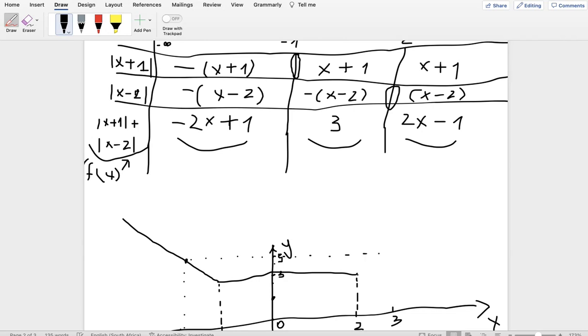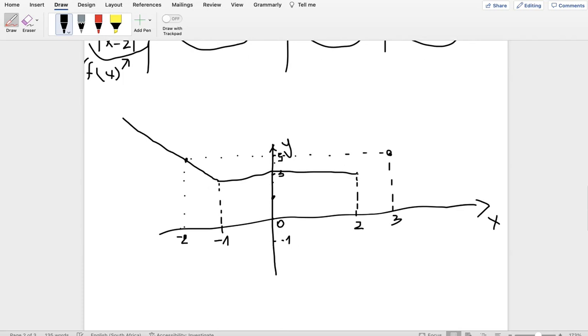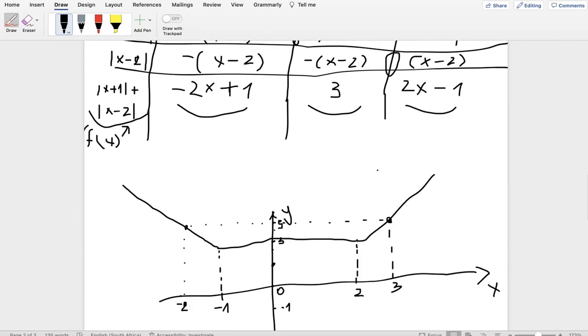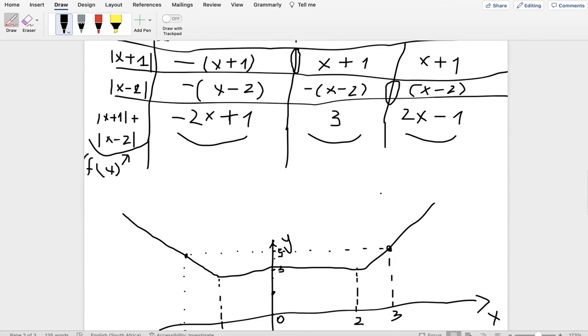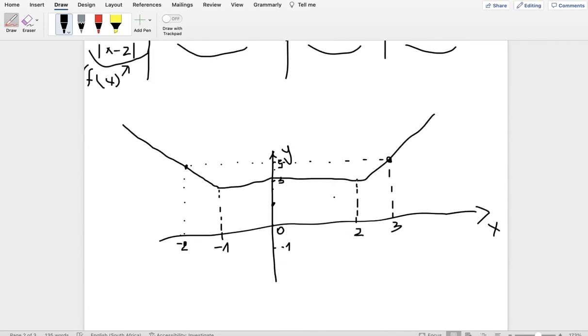So if you have to link the two, you have somewhere here, and you should connect it to this one. But you can't cross the two, so it has to go like this, right? And that is how you would sketch a piecewise function. So it looks almost like the bottom of a plate, right? It's like a V, but a V that is flat at the bottom.